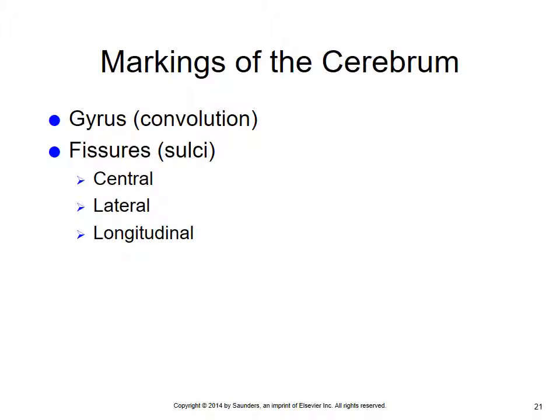Markings that we'll find on the cerebrum. The gyri, the singular is gyrus, or convolutions, look like speed bumps on the surface of the brain. By increasing surface area, they increase the amount of tissue available for thinking. Fissures, or sulci, are grooves that separate the gyri. Of particular interest is the central sulcus, which separates the frontal lobe from the parietal lobe. It's an important landmark on the cerebrum.